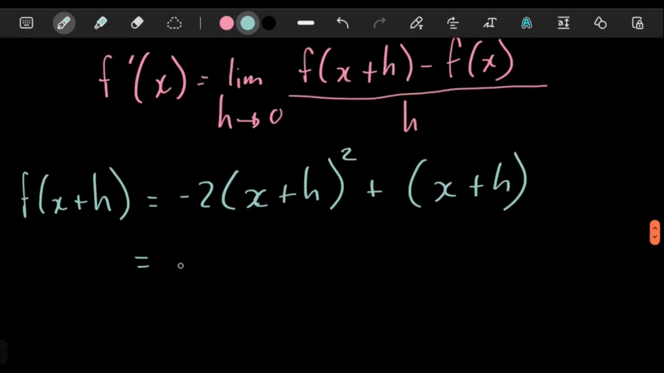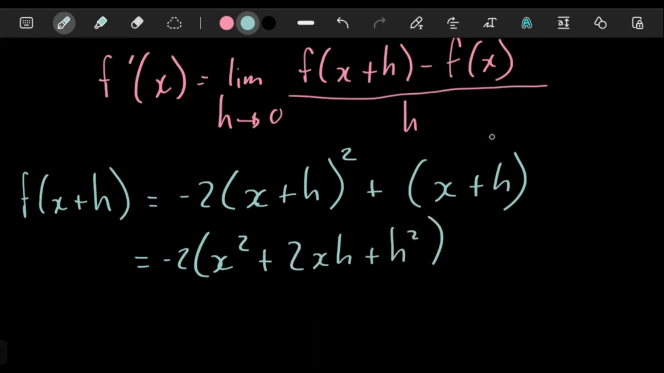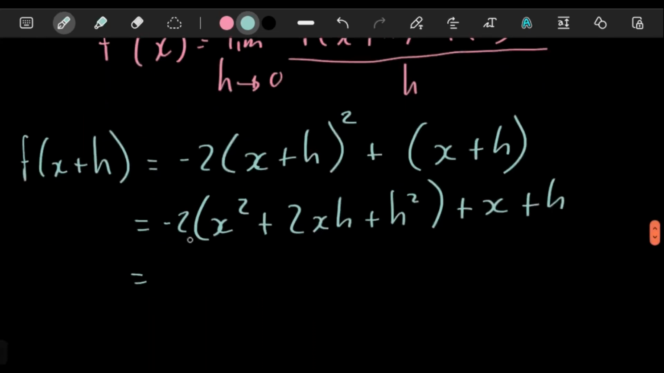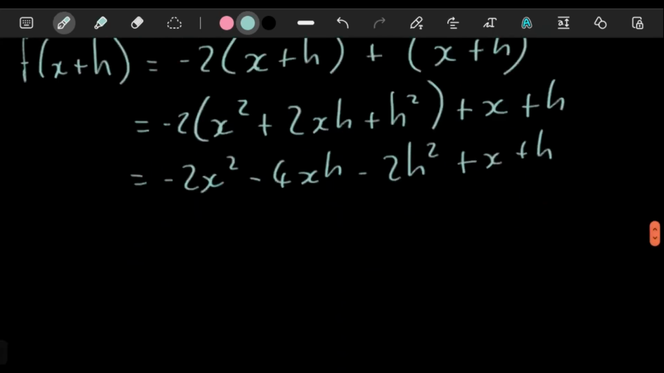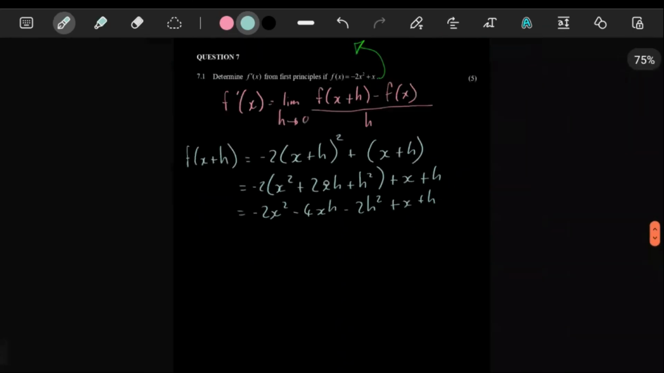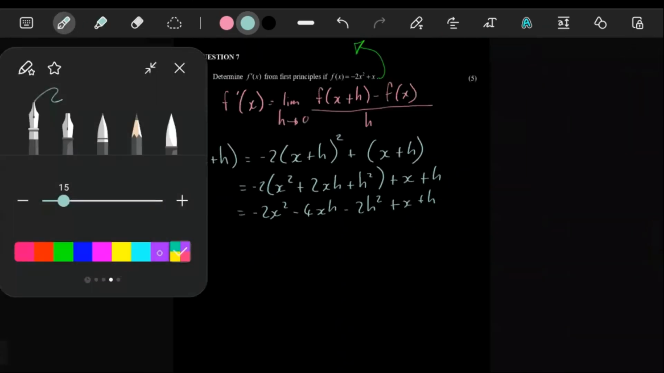Now here, you can have the negative 2 outside. So (x + h) squared is x squared plus 2xh plus h squared, and then here plus x plus h. Now, obviously, you're going to have to multiply the negative 2 inside. You can have negative 2x squared minus 4xh, then minus 2h squared plus x plus h. See here, I was about to make a grand mistake. Simplifying this, you cannot simplify any further.